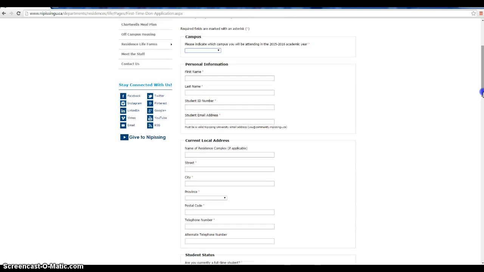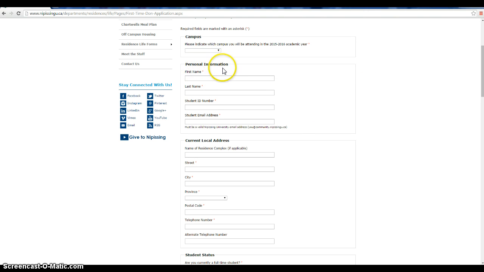I'm going to walk you through some of the information that we are collecting here. First, which campus will you be attending in the 2015-2016 year? If you are intending to attend the North Bay campus next year, please click the North Bay tab. If you are going to be attending the Muskoka-Bracebridge campus, please click that option.